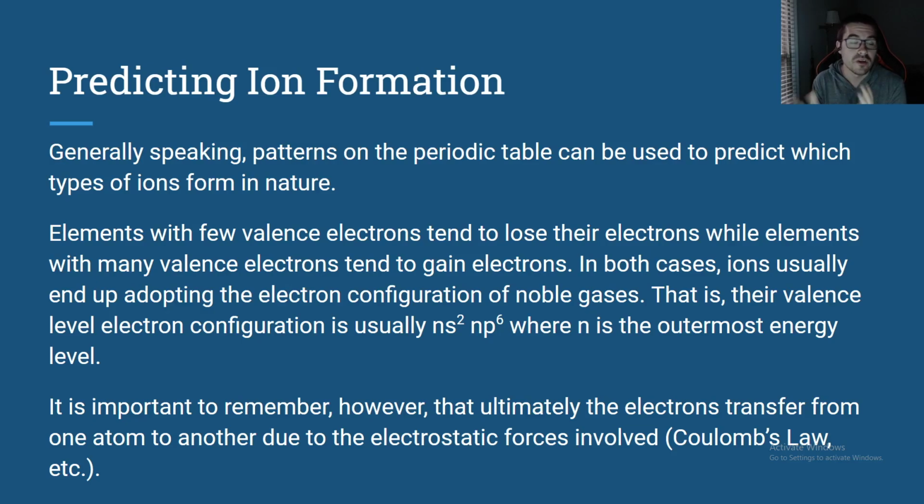Okay, so let's talk about how we can predict which type of ions exist. It's actually really, really easy, and this is where we're getting into some of the content that a lot of kids are going to remember from last year in your first year chemistry course. So generally speaking, we can use patterns on the periodic table to predict which types of ions form in nature. Generally speaking, elements with few valence electrons tend to lose them, while elements with many valence electrons tend to gain them.